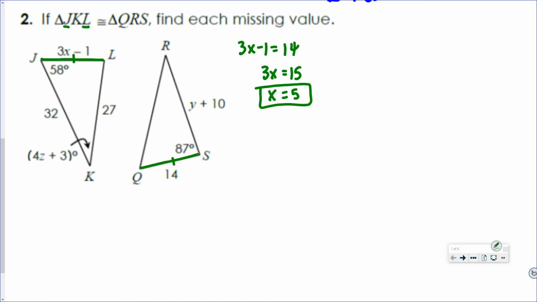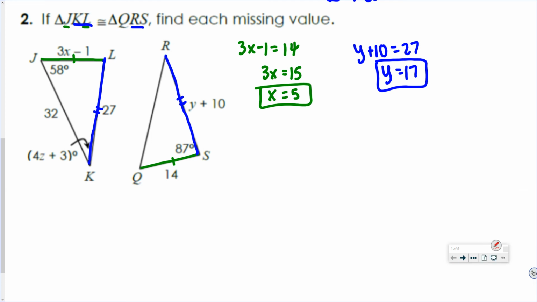Okay, good. Y is also on a side length. Over here, it's on RS. If I look up at my congruency statement, RS is congruent to side KL, corresponds to KL. They're telling me KL is 27. So I know Y plus 10 is the same as 27. So you should have gotten Y to be 17. Those ones weren't too bad.